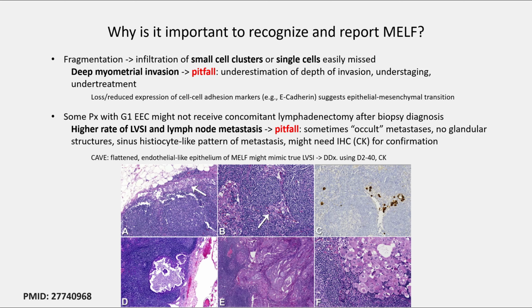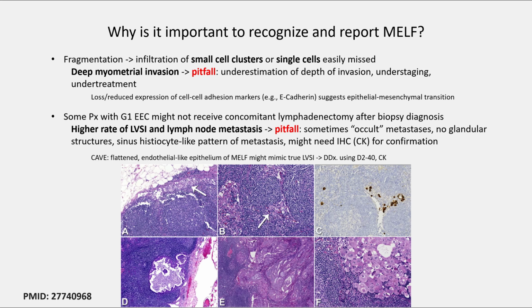So reporting MELF is especially relevant in scenarios like that of the case I just showed you because of the fact that at least some patients with grade 1 endometrioid carcinoma of the uterus might not receive concomitant lymphadenectomy after a biopsy diagnosis. A pitfall to remember is that MELF sometimes results in subtle, so-called occult lymph node metastases with no glandular structures but only the histiocytoid neoplastic cells I just showed you earlier, mimicking the normal sinus histiocytes of the lymph node. In these cases, ancillary methods such as staining with keratins may help in solving the issue.